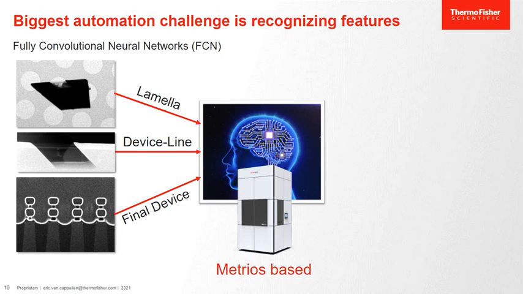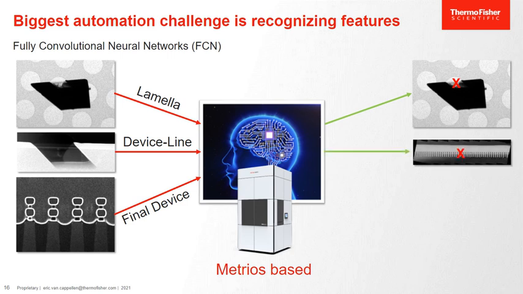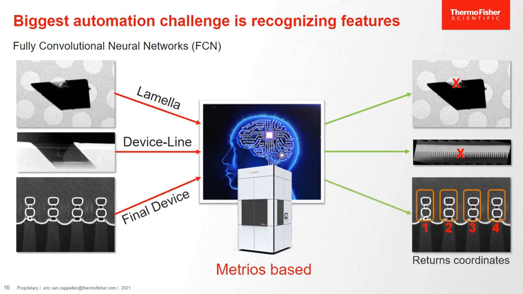Once the system knows how to do this, it'll do its magic, and in subsequent samples it will tell you, hey, I discovered a lamella. It zooms in and says, I did find the device line. Finally, it'll measure the devices it was taught to measure, and the return will be a bunch of coordinates. Obviously, this is only the starting point, but again, this is not a presentation about Metrios. This is the starting point to do, let's say, critical dimension measurements, etc.